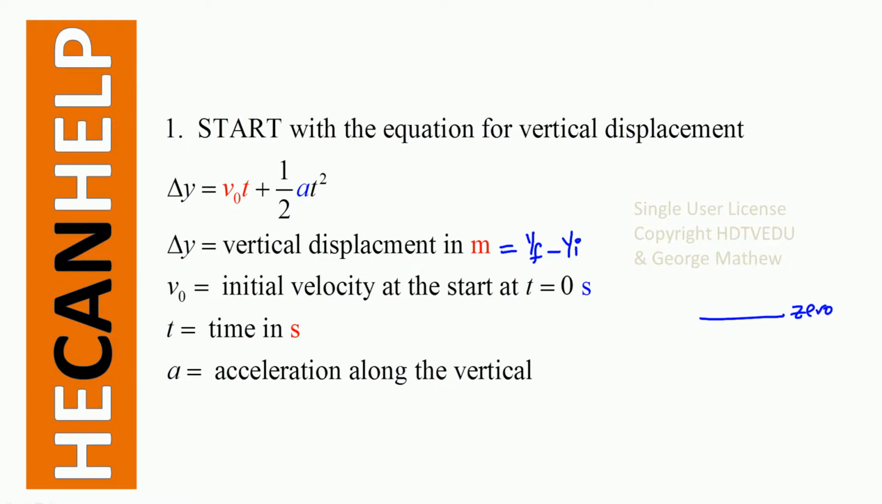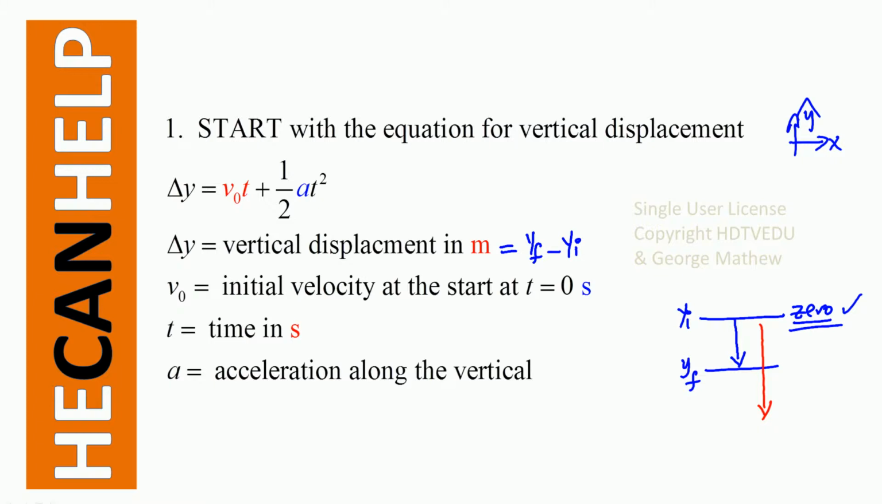Let's try to understand delta y. If we define our 0 at this level, then anytime you go below the starting point, our delta y is negative. Because this becomes y final and this becomes y initial. So what is y final minus y initial? Some negative number minus 0, and that is a negative number.